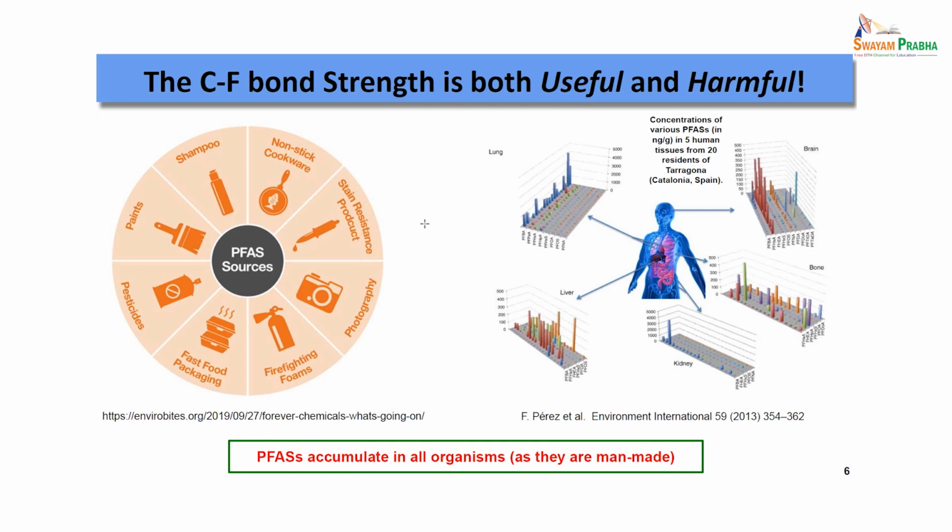So apart from the uses, the CF bond strength is also harmful. Why is it harmful? Because this is a man-made chemical, so biological organisms have not evolved to break this particular bond. Once PFAS and PFOA are consumed, they start accumulating in the body. In certain cases they might be sent out through urine, but here they accumulate, and you can see in the human body they accumulate at the lungs, brain, bones, etc., to a certain extent.